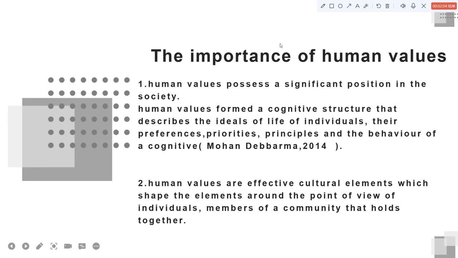So here is the importance of human values. Human values possess a significant position in society. They can help people form cognitive structures that describe the ideal life of individuals, their preferences, their priorities, their principles, and their behavior. Secondly, human values can bring different people together into groups with the same point of view. So human values are really effective on cultural elements and shape the cultural elements around points of view.